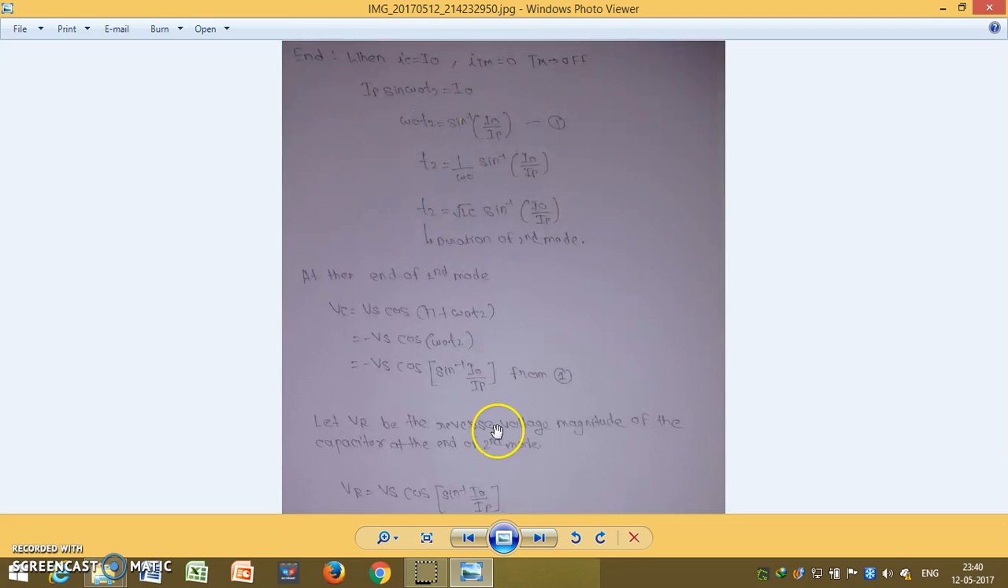Now we will see, as IC equals I naught, ITM is 0, TM is off. So at Ip sin omega naught T2 equals I naught. This is important. At IC equals I naught, ITM is 0. Omega naught T2 is equal to sin inverse of I naught by Ip, and T2 is equal to 1 by omega naught sin inverse of I naught by Ip.